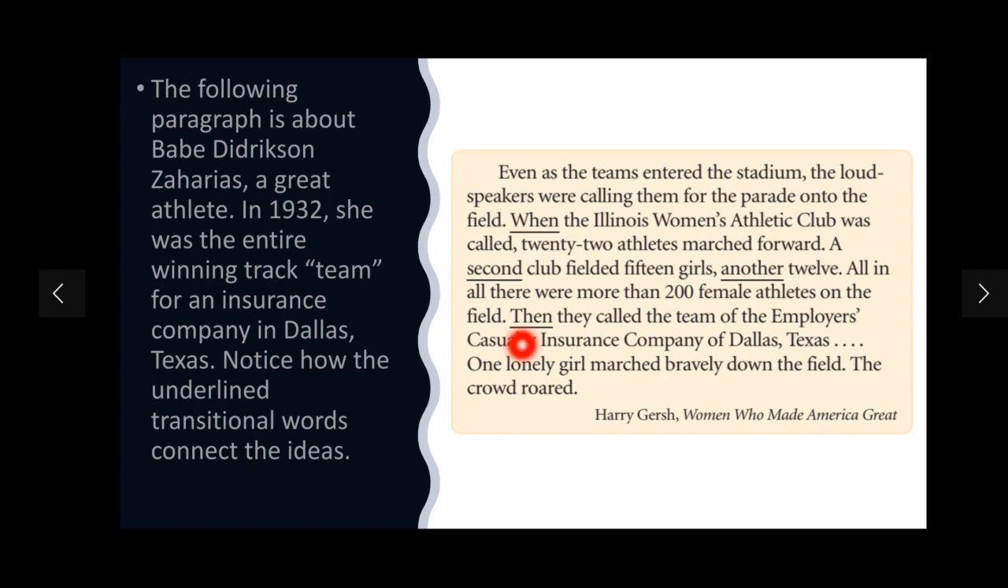Here we have transitional words in practice. The following paragraph is about Babe Didrikson Zaharias, a great athlete. In 1932, she was the entire winning track team for an insurance company in Dallas, Texas. Notice how the underlined transitional words connect the ideas. Let's read the paragraph and identify transitions.